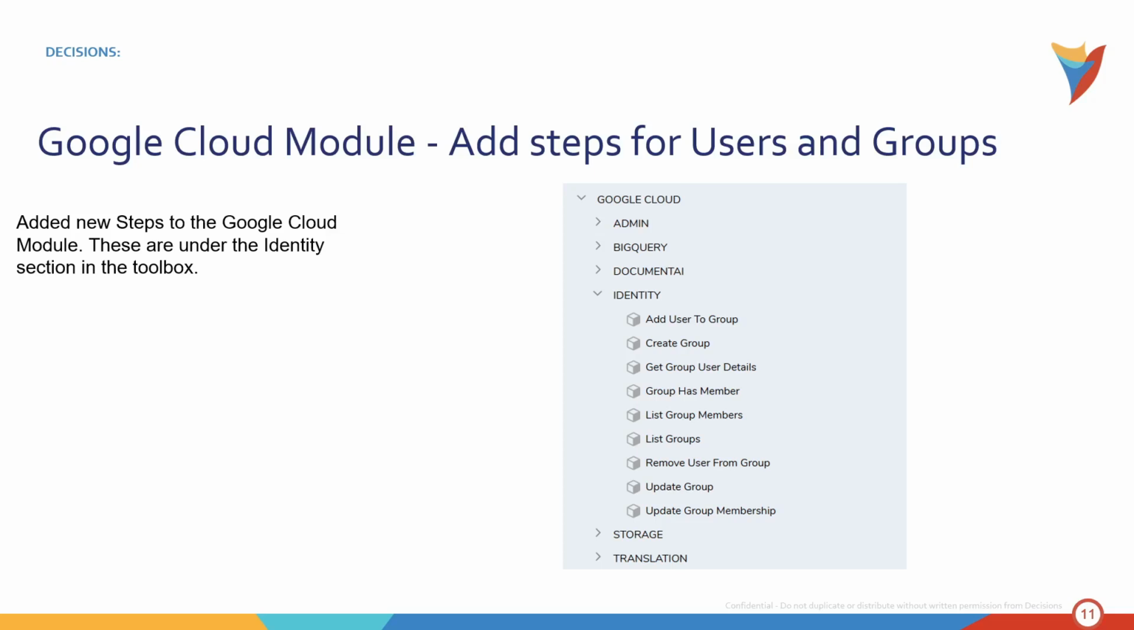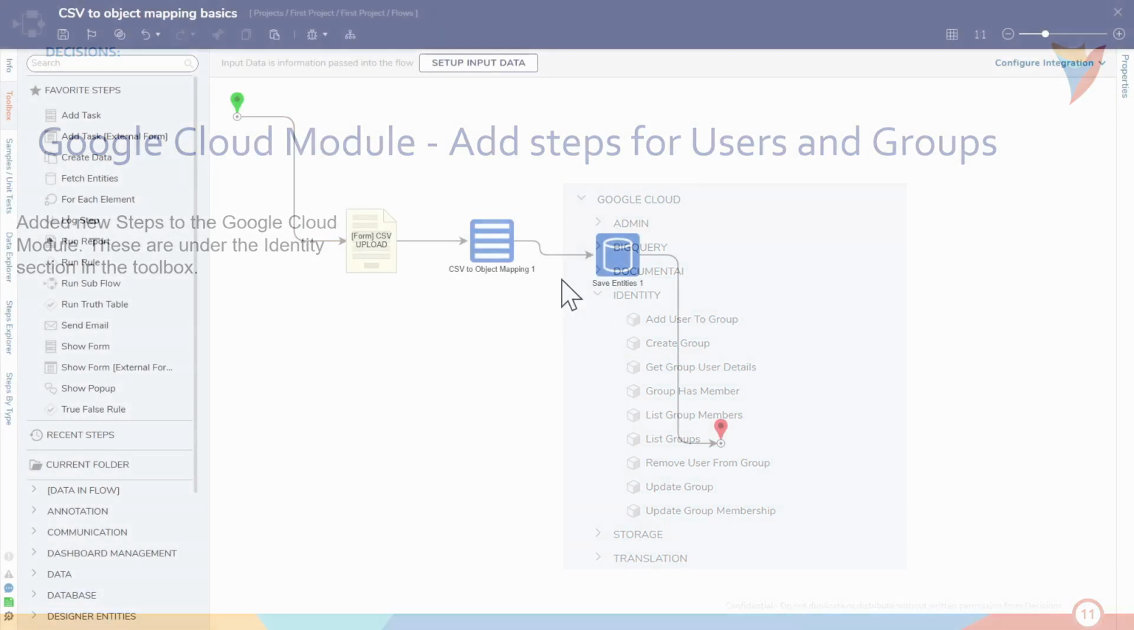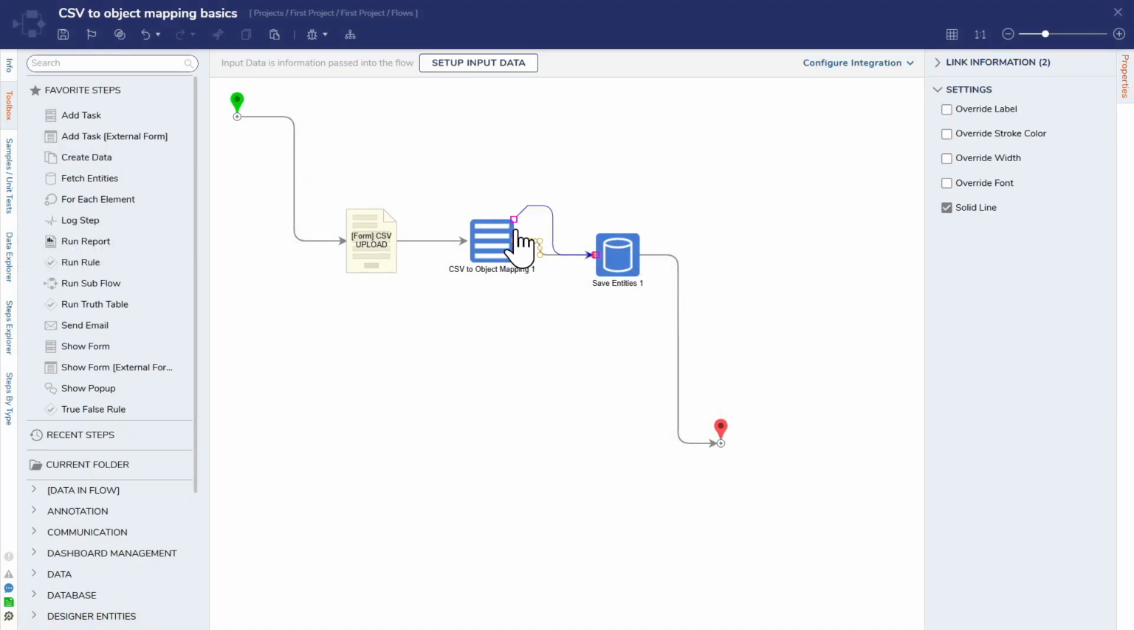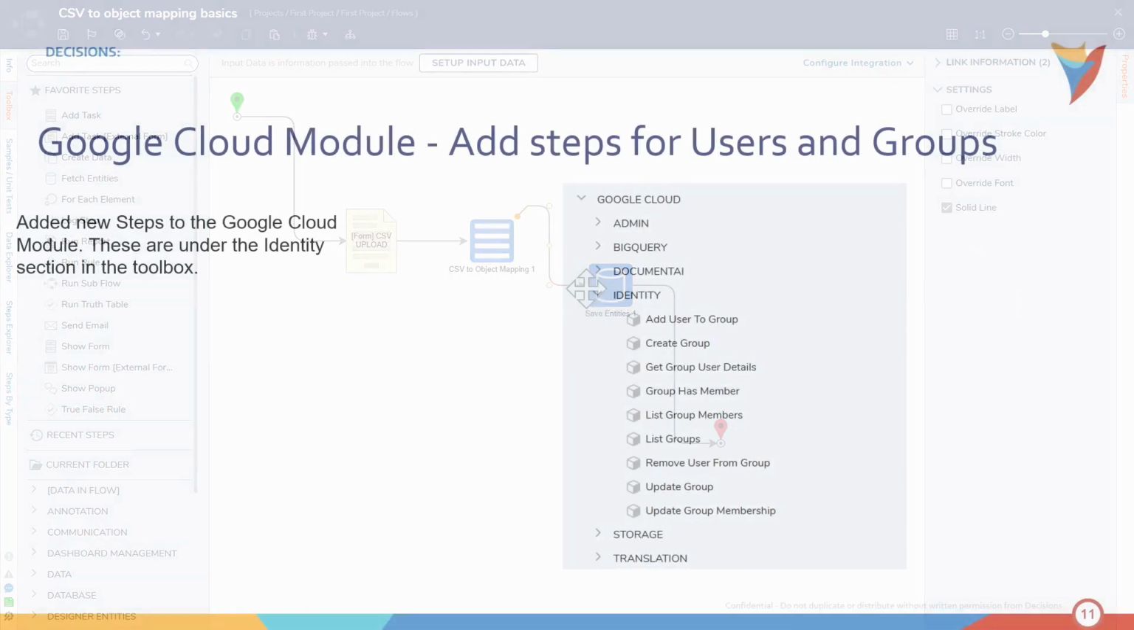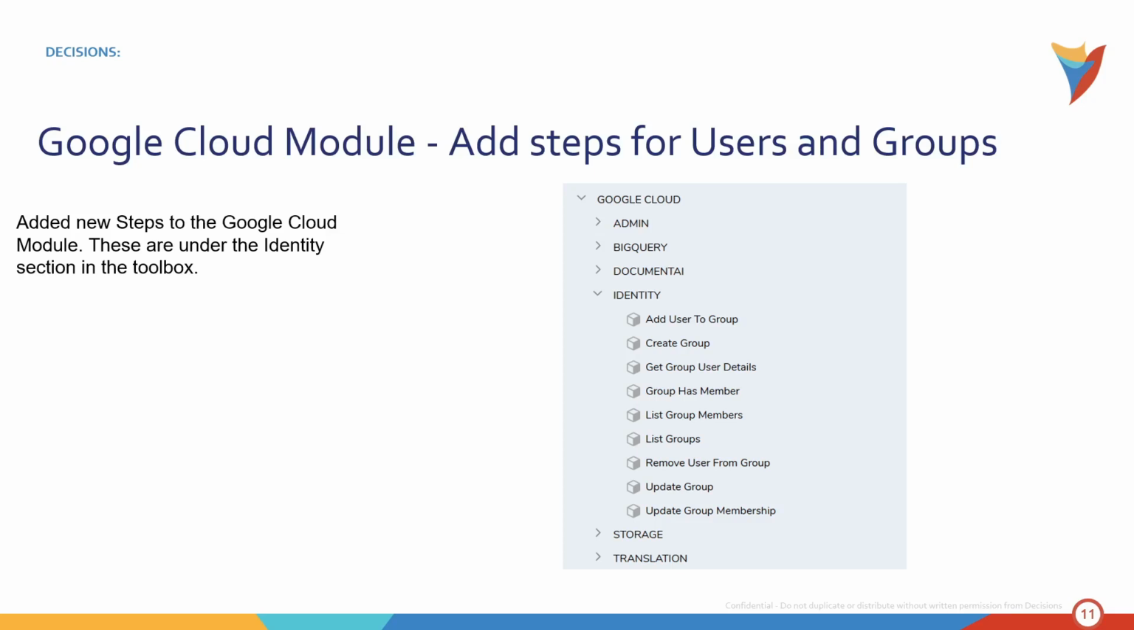We've also added 9 new steps to the Google Cloud module. Look for these under the Identity section. These are all related to group functionality, such as adding users to a group, looking up available groups, and determining who is in which group.